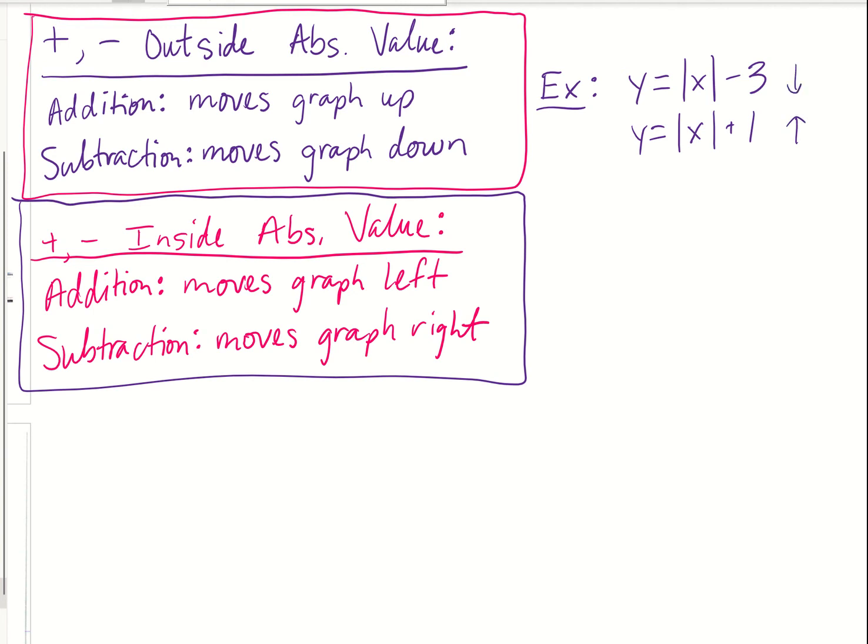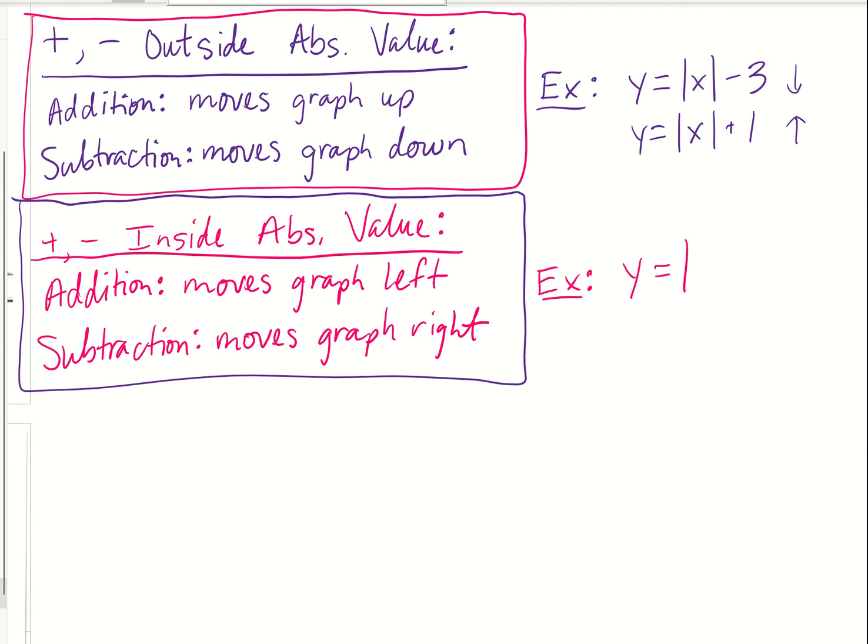Okay, then if we have addition and subtraction inside the absolute value, addition is going to move the graph left, while subtraction will move the graph right. Now you'll notice that seems like it's a little bit backwards, so just be really careful when you do these, because typically when we think of graphs, we think negative is left, positive is right, when we're looking at the x value. Okay, so just be really careful because this is actually the opposite.